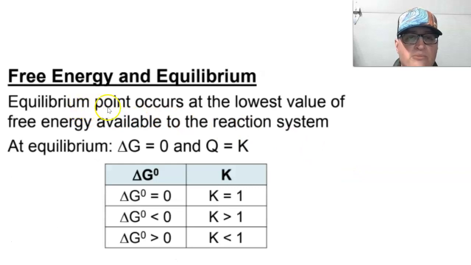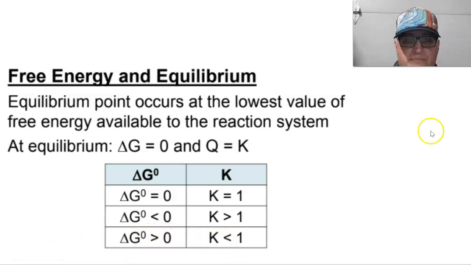So the equilibrium point occurs at the lowest value where free energy is available to the reaction. Therefore, delta G is equal to zero, Q is equal to K. So when we think of these things, if K is bigger than 1, delta G is less than 0, more spontaneous. When K is less than 1, delta G is going to be positive at standard conditions. So we're really trying to get this idea down that when products are favored, it happens to be spontaneous.